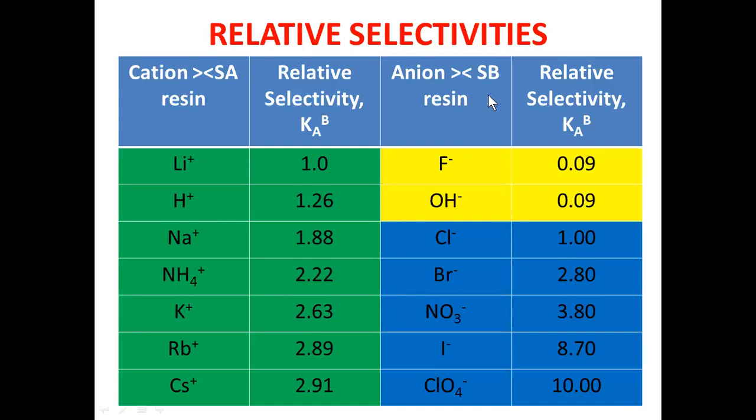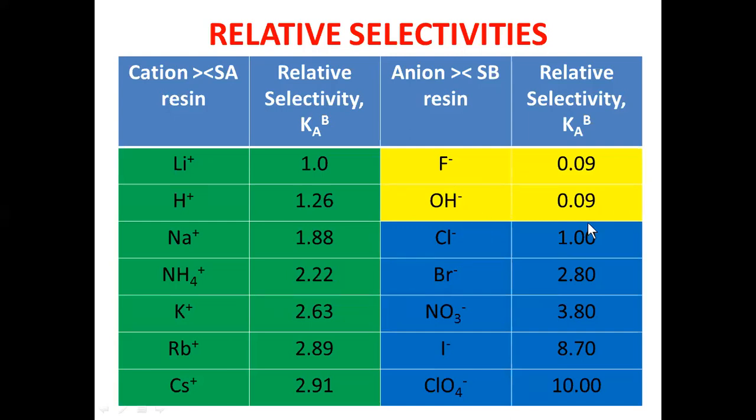Similarly, for strongly basic quaternary ammonium chloride resins, if you use them, chloride will be the free anion. It will be less selective for fluoride because the selectivity coefficient is only 0.09, 0.1. Similarly, for hydroxide ion, it is 0.09. So the quaternary ammonium resins are less efficient for the elution of fluoride or hydroxide ions.